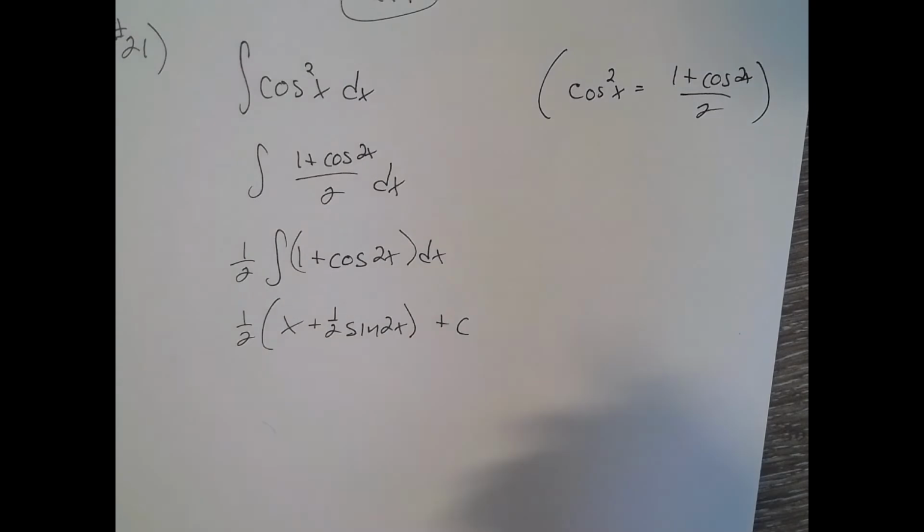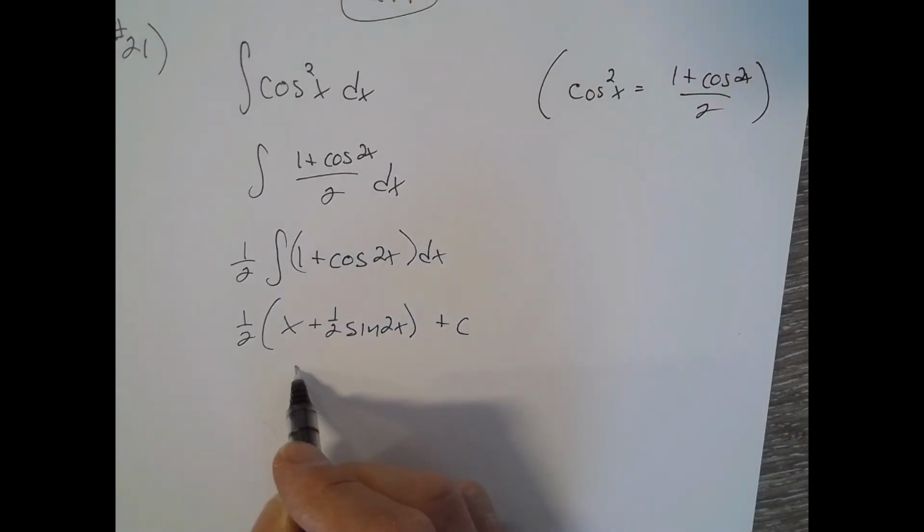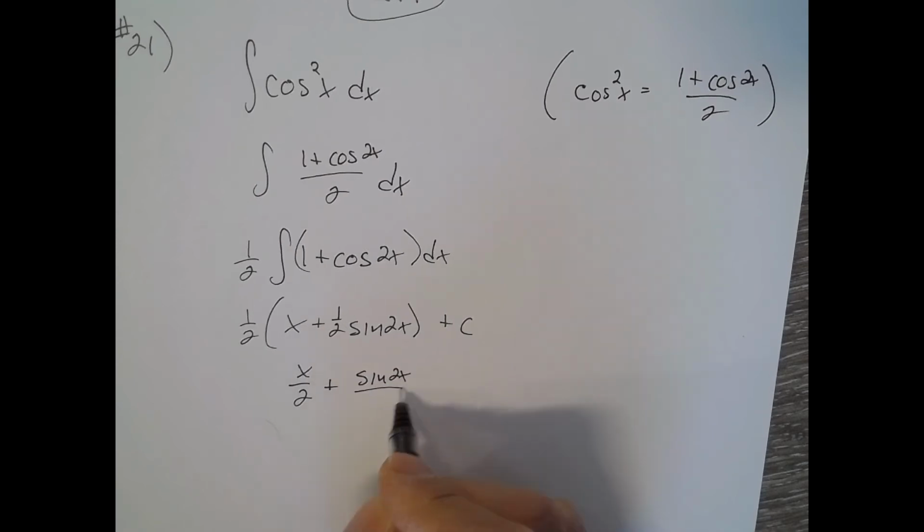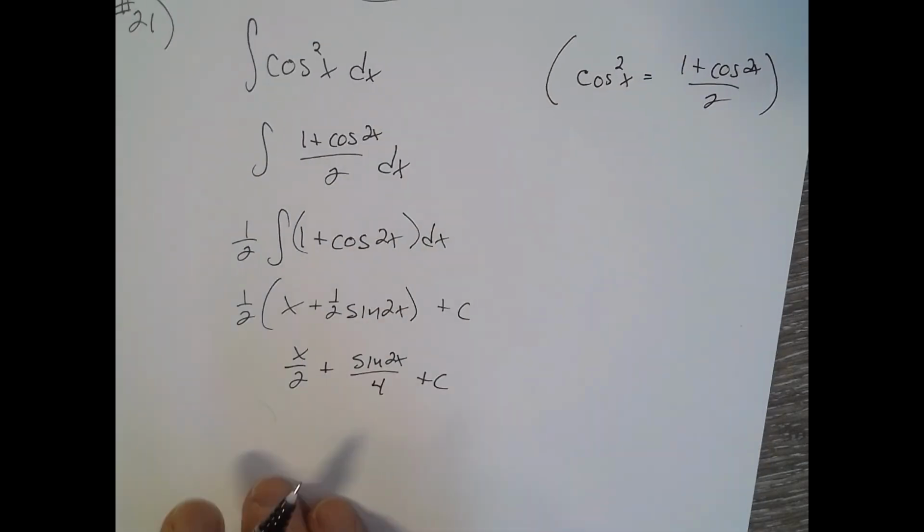So, I mean, we could distribute. So x over 2 plus sine of 2x over 4 plus c might be the best way.